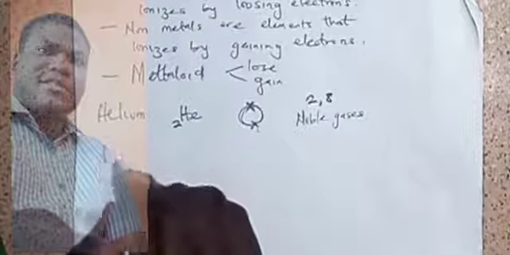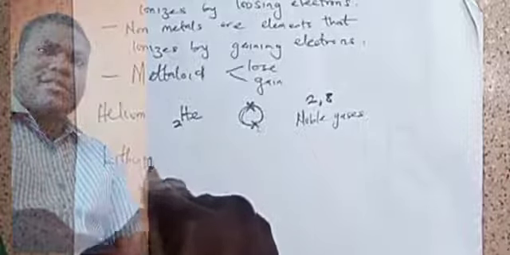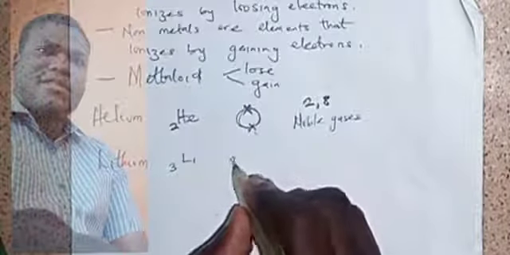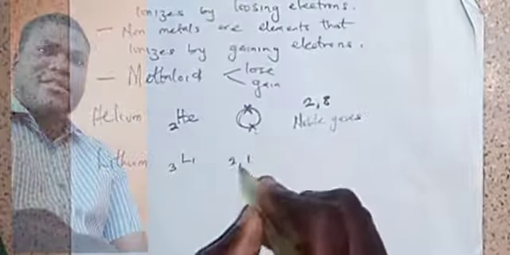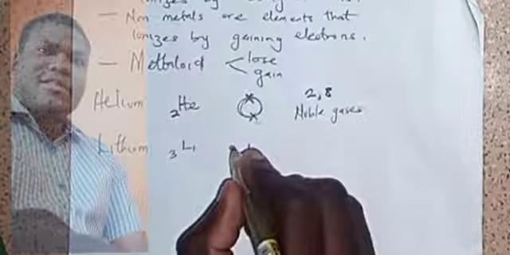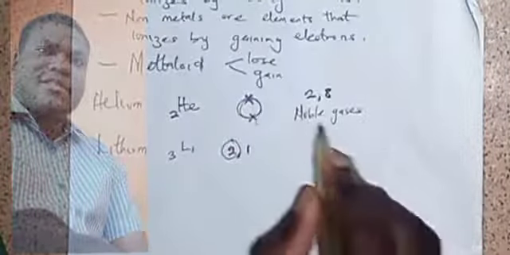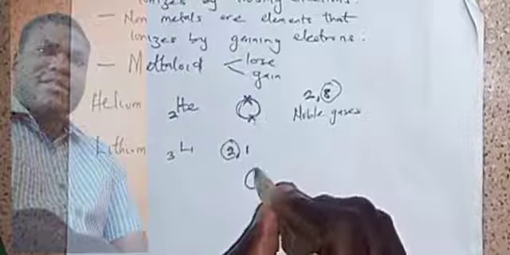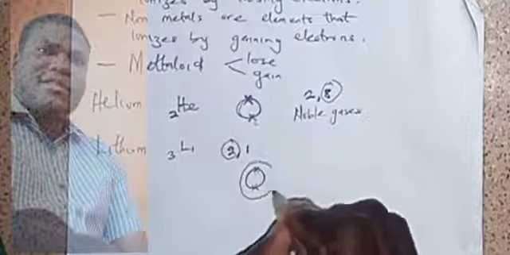So let's talk about the next one: hydrogen, helium, lithium. Lithium is Li, and that's the third element of the periodic table. Splitting this, you can see 2 comma 1. That's because the first shell can only take 2, the second shell can take up to 8. So if I want to draw lithium, I will put the 2 here, then in the second shell I will put 1 on top.